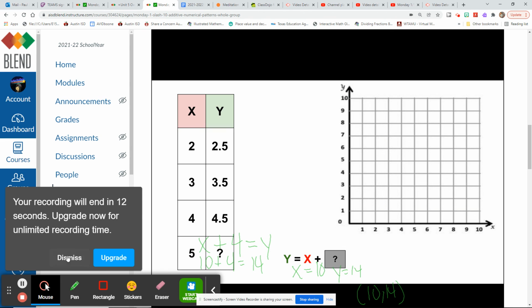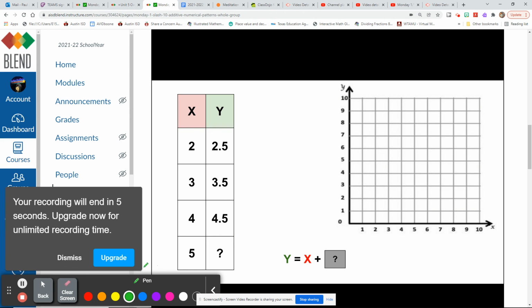All right, so last one, go ahead and graph this information and see if you can find the pattern on the graph, and I'll see you when we get back.